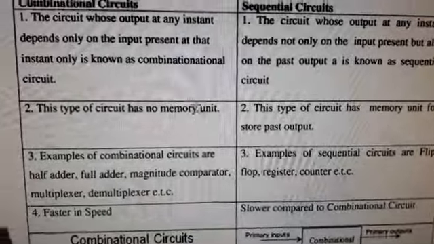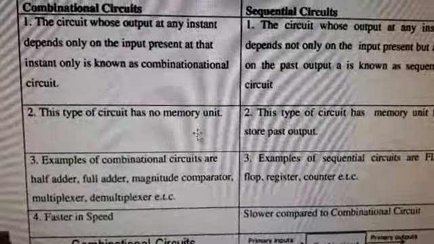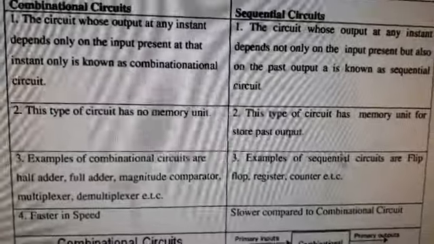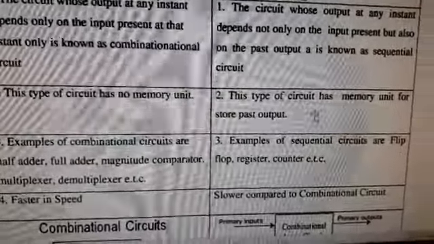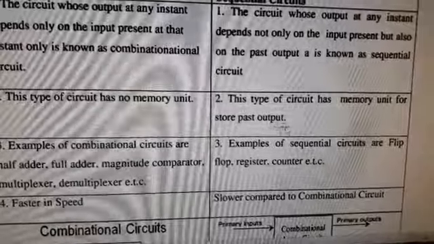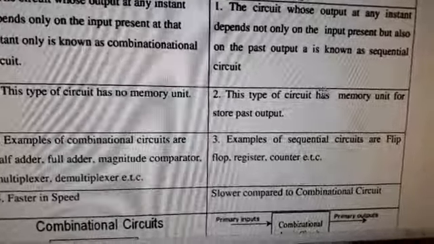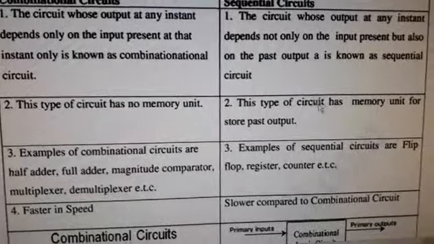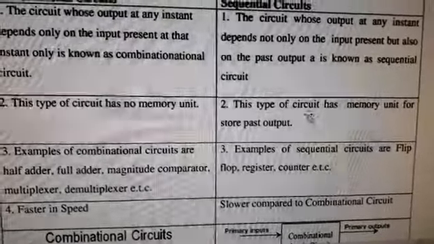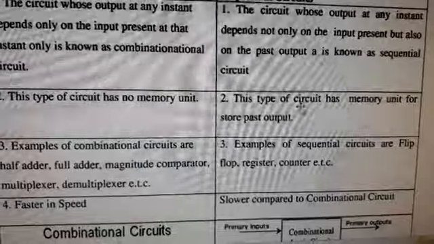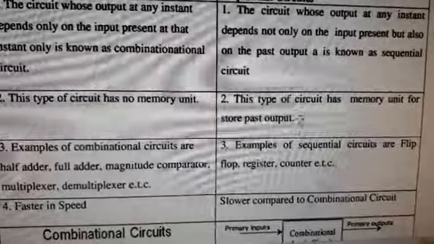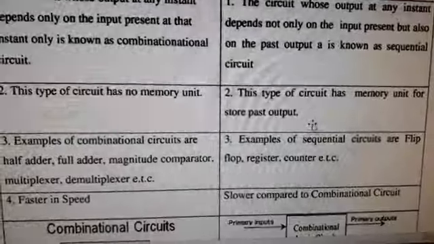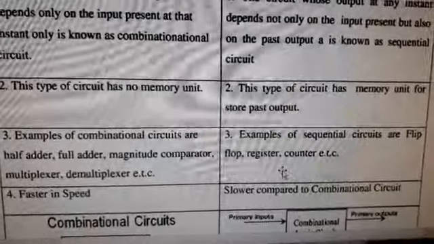In the combinational circuit, because we are not utilizing previous values, there is no memory unit, whereas in the sequential circuit, because we are utilizing previous outputs, previous results, we have a memory unit. This is what we will be looking at in flip-flops also. In the flip-flop we'll find this memory unit. They'll be using previous values. And the examples are given.